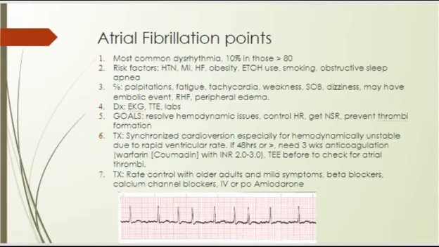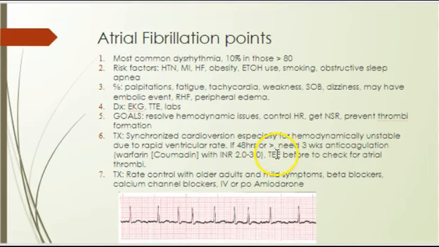So to treat, you're going to do synchronized cardioversion, especially for hemodynamically unstable patients that have that rapid ventricular rate like we talked about in the previous slides. If they've been in atrial fibrillation for 48 hours or longer, they're going to need 3 weeks worth of anticoagulation, which is warfarin or Coumadin, with an INR reading during that time. The beneficial reading needs to be between 2.0 and 3.0. So that's going to need to be done.